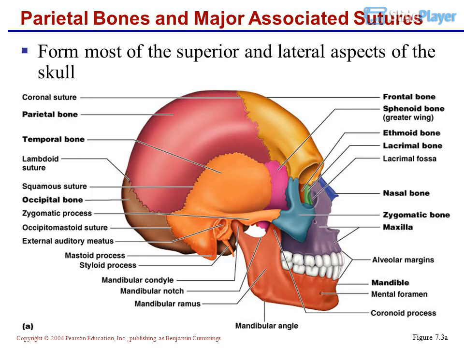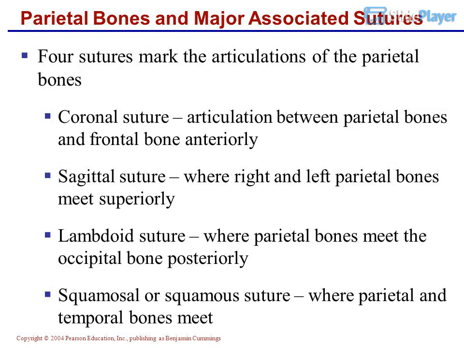Parietal bones and major associated sutures. The parietal bones form most of the superior and lateral aspects of the skull. Figure 7.3a. 4 sutures mark the articulations of the parietal bones. The coronal suture is the articulation between the parietal bones and the frontal bone anteriorly.